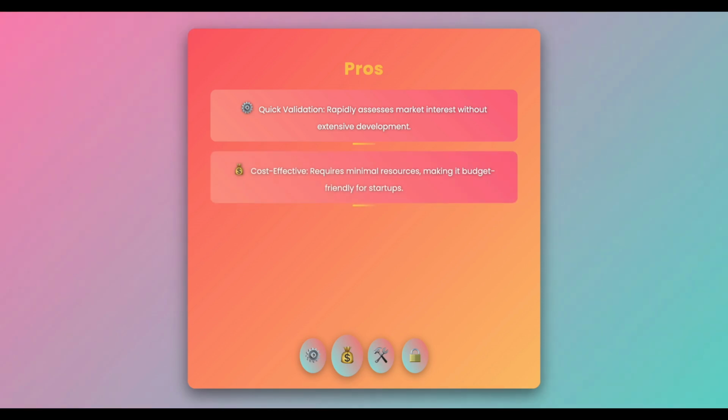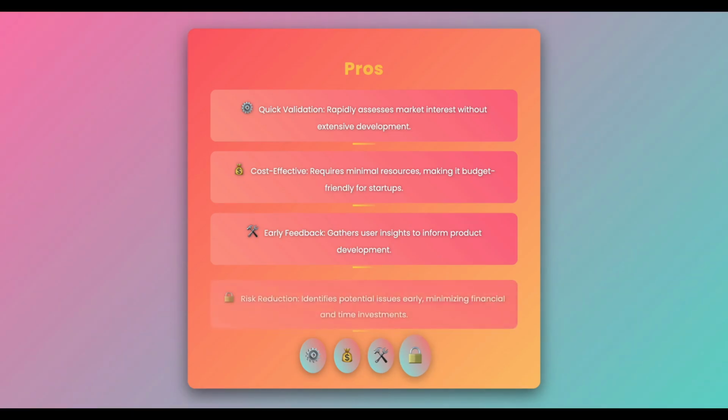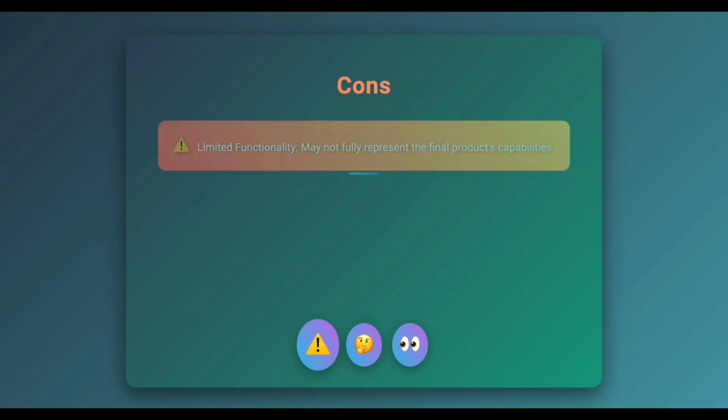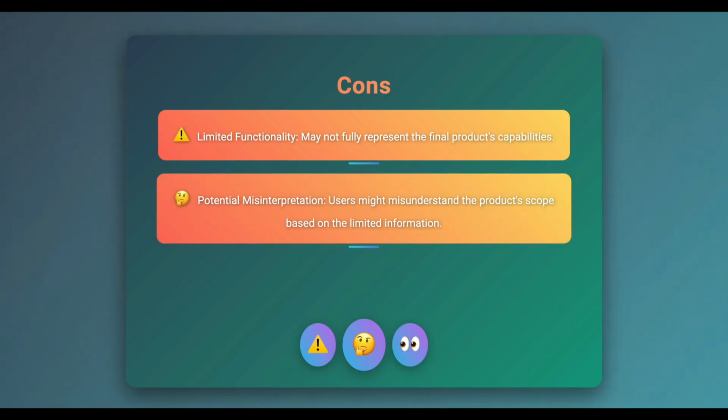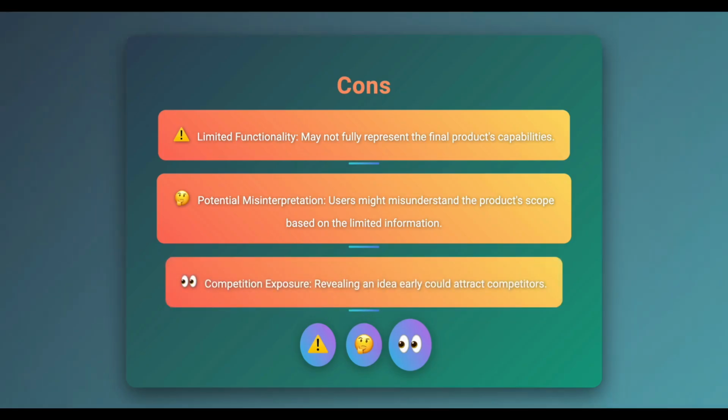Cost-effective, requires minimal resources, making it budget-friendly for startups. Early feedback, gathers user insights to inform product development. Risk reduction, identifies potential issues early, minimizing financial and time investments. Cons: limited functionality, may not fully represent the final product's capabilities. Potential misinterpretation, users might misunderstand the product's scope based on the limited information. Competition exposure, revealing an idea early could attract competitors.